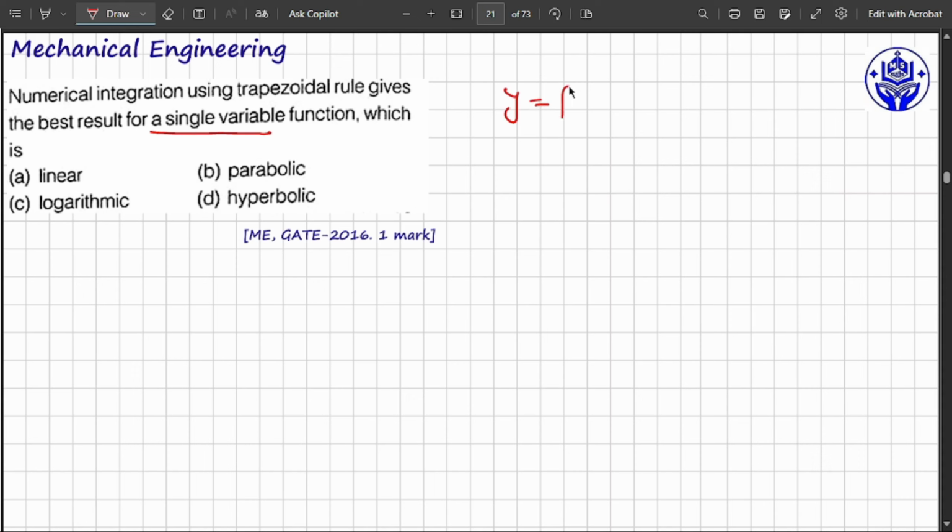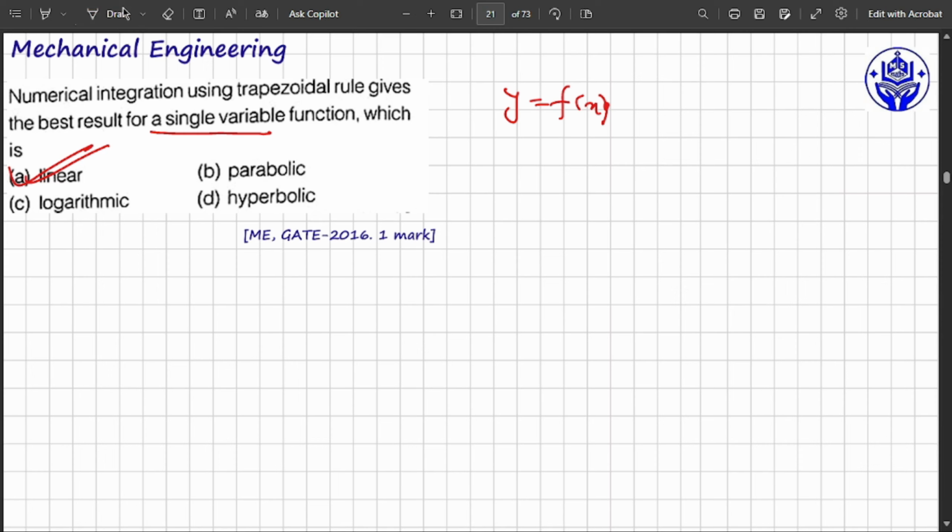Obviously, if y is equals to f of x, then as I just told in the previous question, the order of the numerical scheme is basically linear for trapezoidal. So the linear polynomial will give the best accuracy for the trapezoidal. If you are calculating with the trapezoidal formula, then on a linear polynomial, or first degree polynomial, or equation of a line, it will give the best result on a minimum number of points.